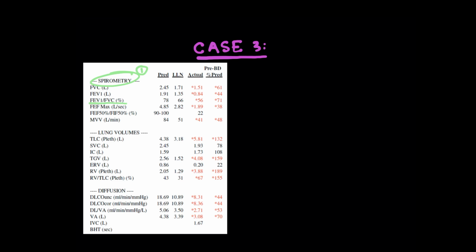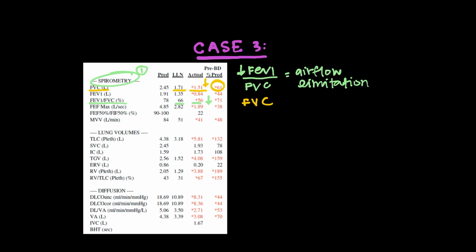Let's look at the ratio. Here, it's lower than the lower limit of normal, and so we can say a decreased FEV1 to FVC ratio means airflow limitation. You may also notice that the FVC numbers are red, so that's got to mean something. So let's look at the FVC. You can see here that it's also lower than the lower limit of normal. So a decreased FVC has its own differential diagnosis. Can you remember?